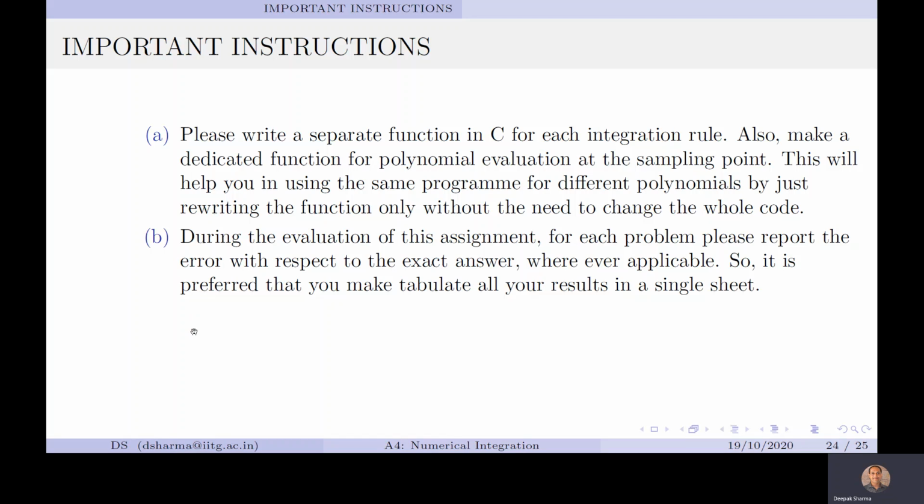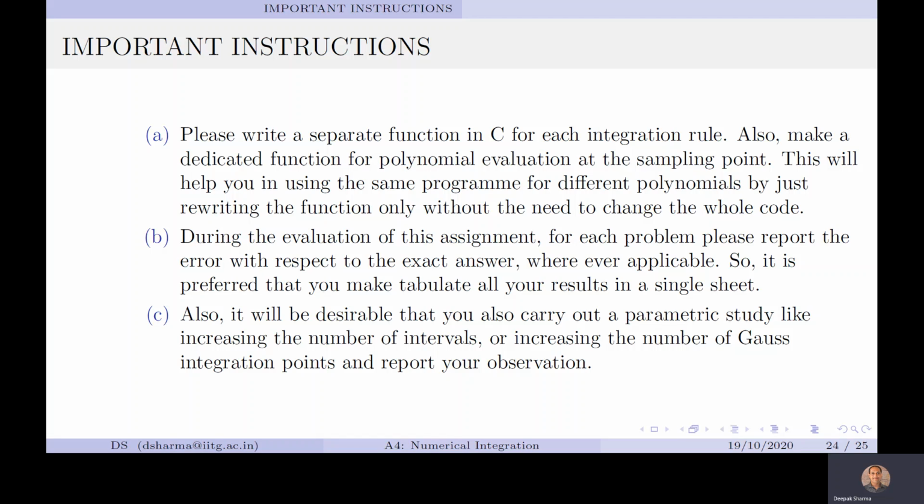Second, during the evaluation of this assignment, for each problem, please report the error with respect to the exact answer wherever applicable. It is preferred that you make a table and show all your results, what you are getting from the code as well as the exact result. Also, it will be desirable that you carry out a parametric study, like increasing the number of intervals or increasing the number of Gauss integration points, and report your observations, because you want to see how your solution improves and what the error is at that time.